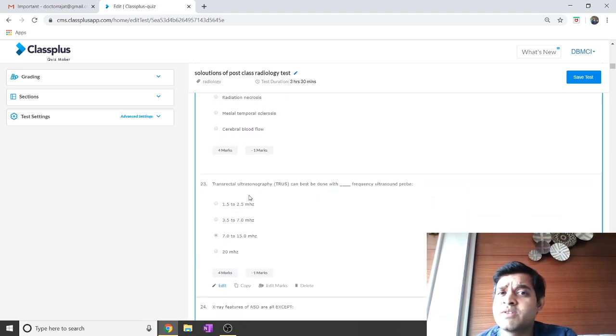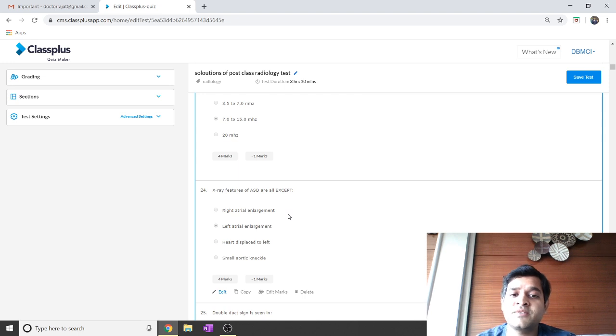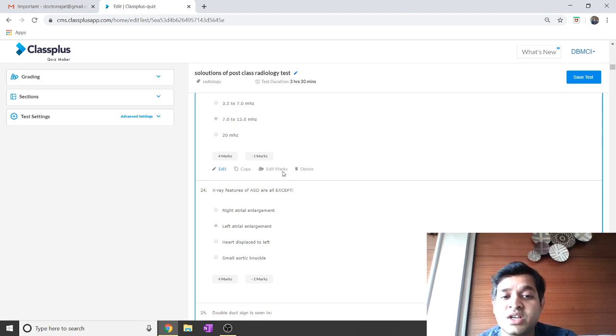Transrectal ultrasound, you are very close to the organ, so you need a high frequency probe, and that is 7 to 15 megahertz. X-ray features of ASD are all except the following. The answer is left atrial enlargement. A very easy way to differentiate ASD from VSD is to look at the left atrium. Left atrium is never enlarged in ASD, whereas it is enlarged in VSD.